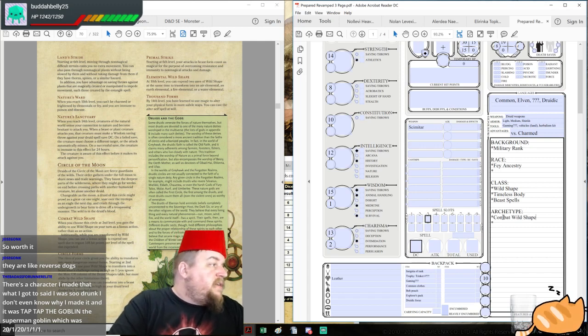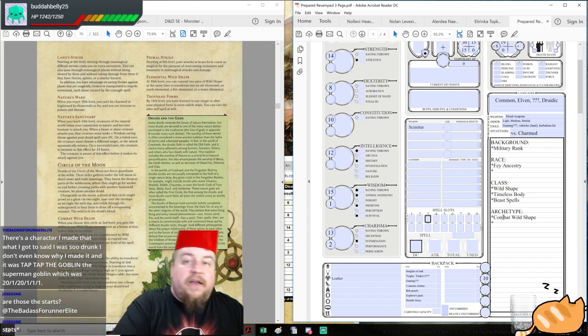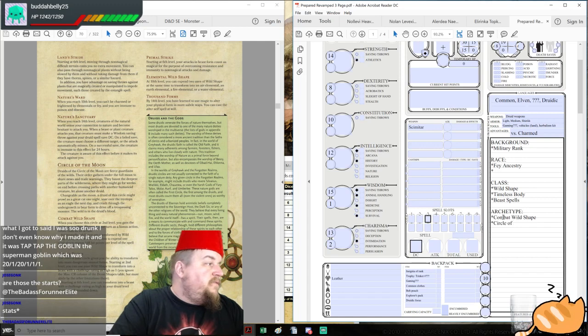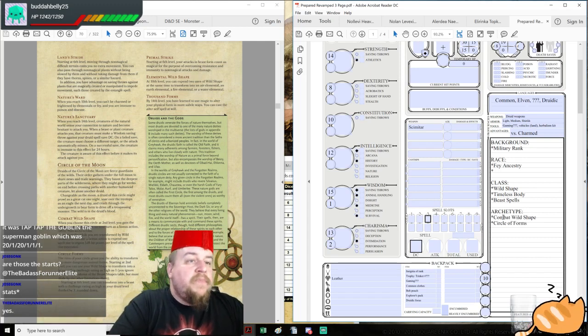You choose this at second level. You can Wild Shape as a bonus action rather than as a full action. Additionally, while you're transformed by Wild Shape, you can use a bonus action to expend 1 spell slot to regain hit points. So you can heal yourself while in bear form or whatnot. We also get Circle Forms. This is going to allow us to advance our shape-shifting ability. We can be more powerful and more creatures overall.